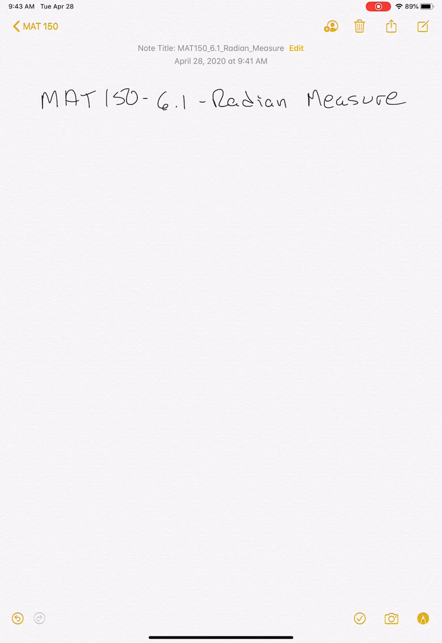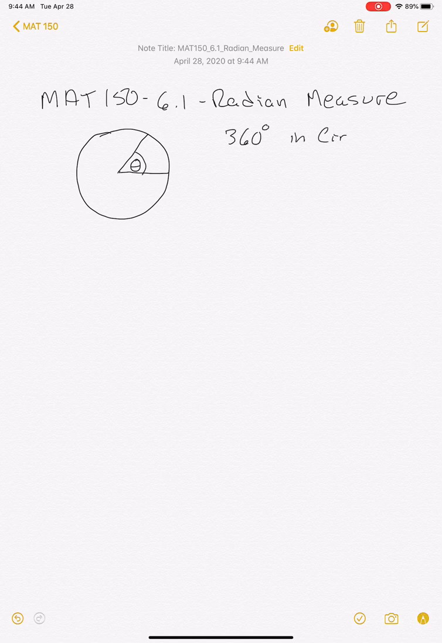So if we have a circle, we know that we can have an angle. We know there's 360 degrees in the circle, so there's a total of 360 degrees in the circle. We know the circumference of the circle is equal to 2 pi times r.